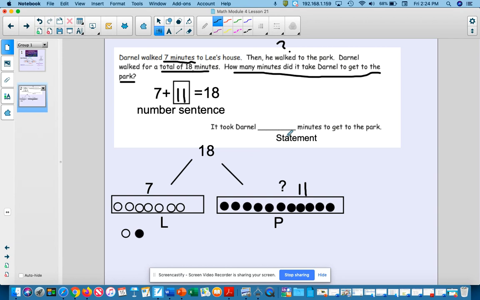So let's use it in our statement here. It took Darnell 11 minutes to get to the park. Now we no longer have our question mark here, and we don't have our question mark here either, because we have our full tape diagram with our part, whole. So we know that he walked for 7 minutes to Lee's house, then he walked 11 minutes to the park, and he walked for a total of 18 minutes.